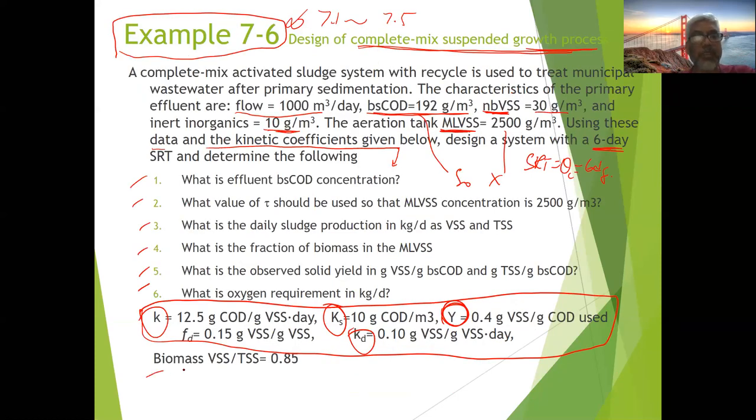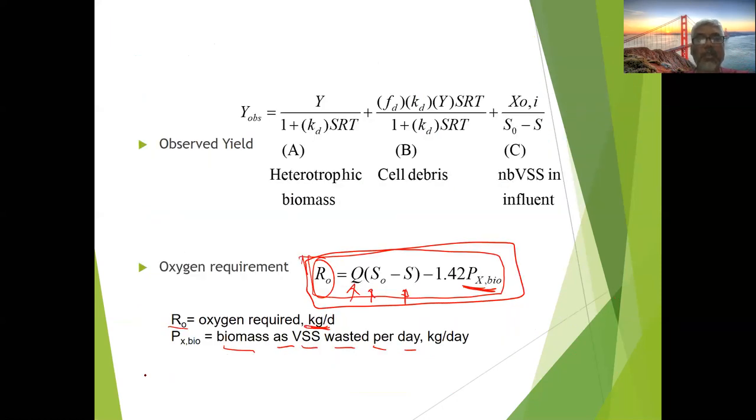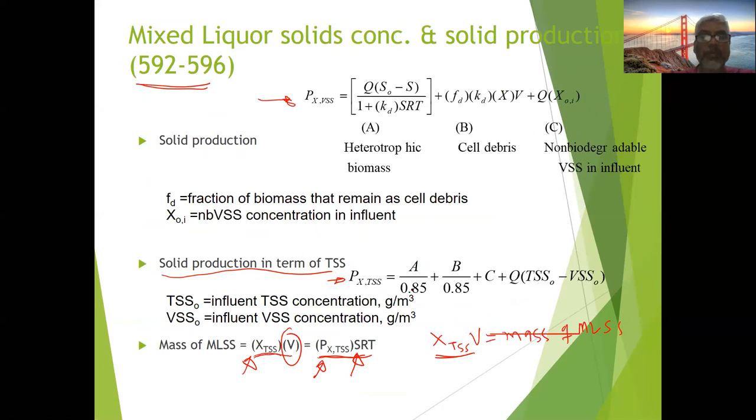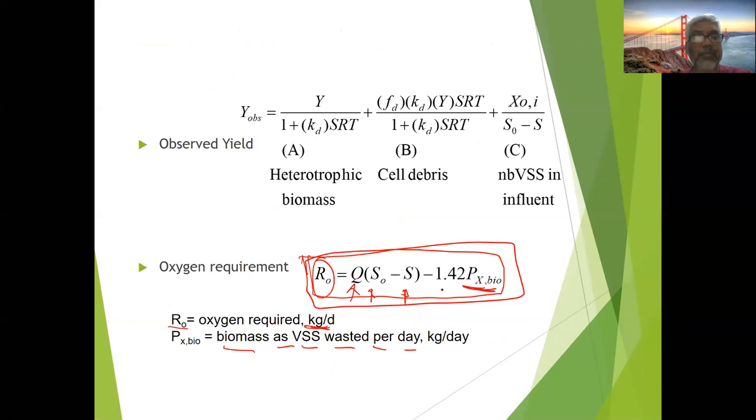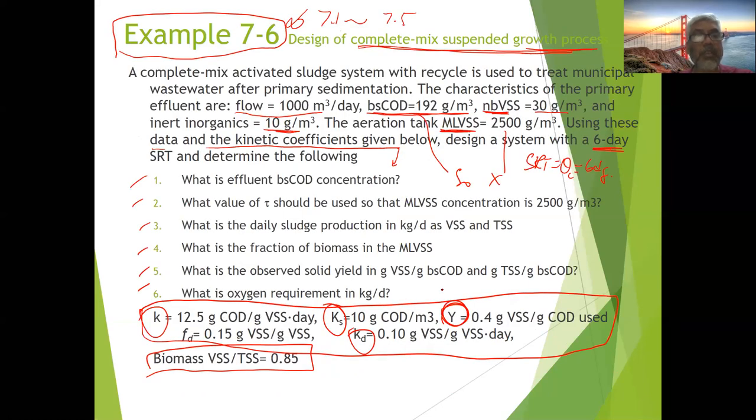And also, this ratio is given. Biomass VSS to TSS is 0.85, which means you have to divide this term by 0.85. Sometimes it is 0.8, sometimes 0.85. Usually it ranges from 0.8 to 0.85. If it is not given, then you must assume it. As I mentioned to you, 80% of biomass is volatile suspended solids if it is TSS. 80 to 85%.